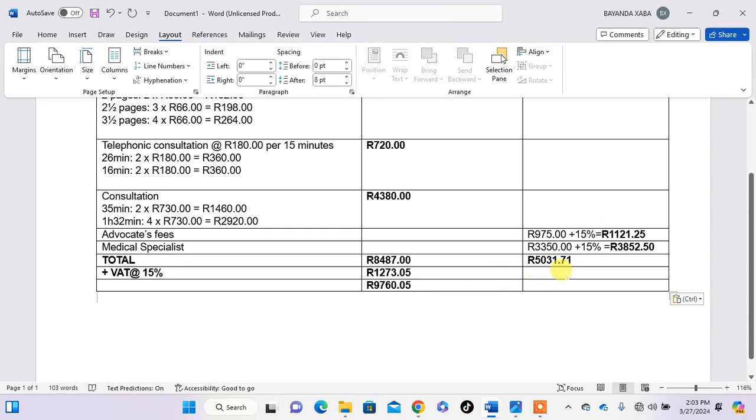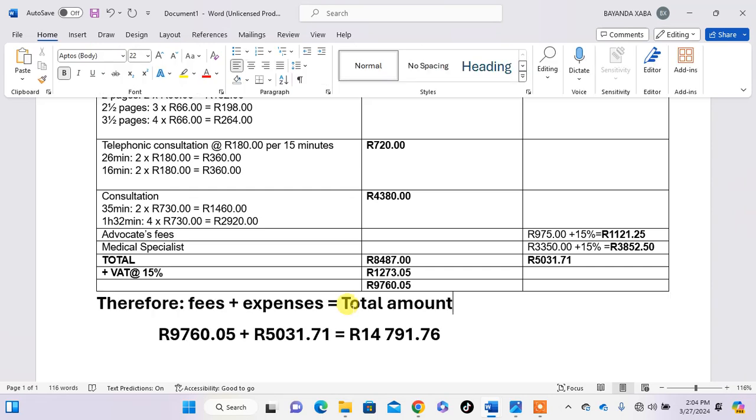Okay, so then downwards, you show the fees plus expenses, which is 9,760 plus 5,031.71, equals 14,791.96. So this is how you calculate.